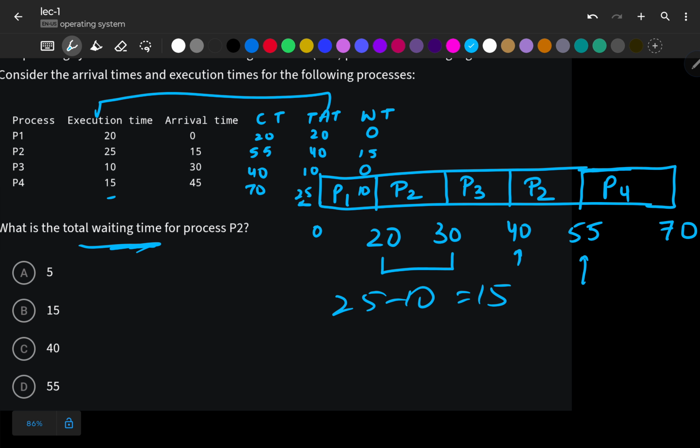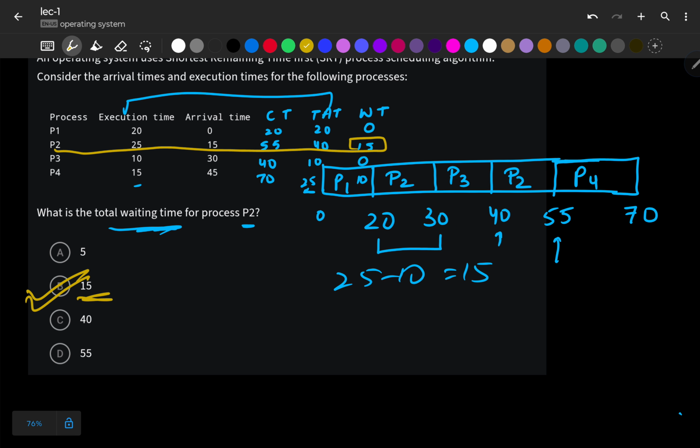Now they have asked the waiting time for process P2, and the waiting time for process P2 is 15. So the correct answer will be option B, 15.